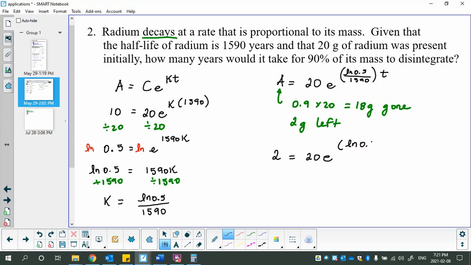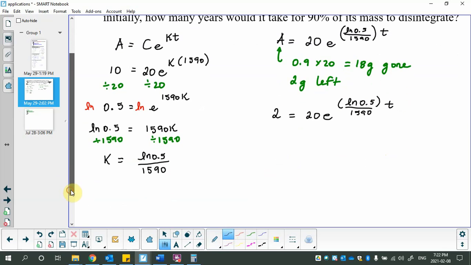Now, this is the question I'll do twice, mostly because my pen is working now. So we'll do it the way we just finished it in the last question, and then some of you might want to block out my voice. So divide by 20, because it has nothing to do with the t, and we end up getting 1/10, which makes sense because if 90% of it's disintegrated, 10% is left, and that's 10% as a decimal, equals e to the ln 0.5 over 1590 t.